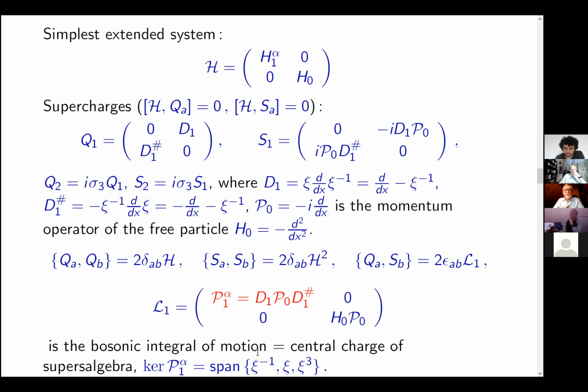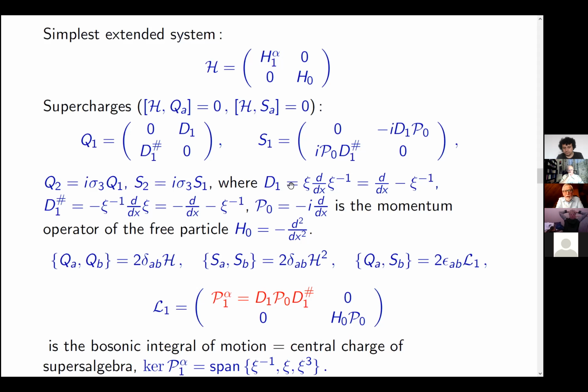So in the simplest case, let us consider the composed system which is constructed from the free particle Hamiltonian and from the PT-regularized simplest two-particle Calogero model Hamiltonian. In this case, one can construct two pairs of matrix supercharges, which commute with the Hamiltonian.